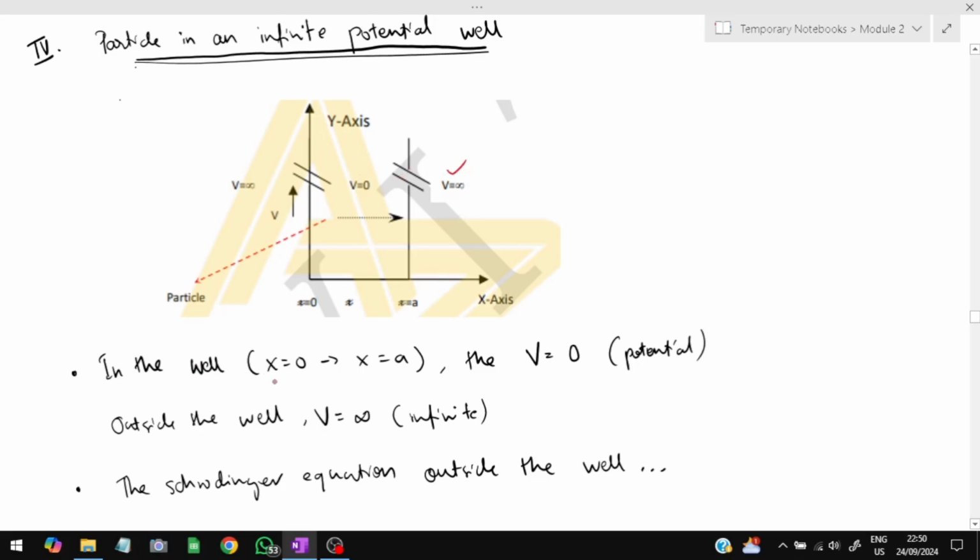Now in the well, x is equal to 0 to x is equal to a, the v is equal to 0, the potential is 0.